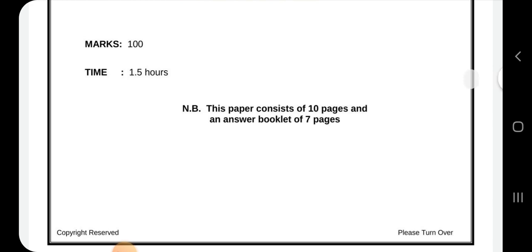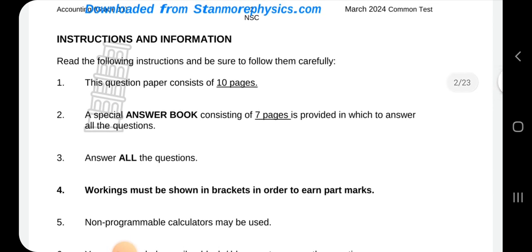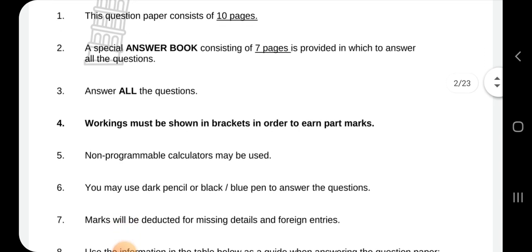So this is for 100 marks, and time is 1.5 hours. So in the second page, the first one is the cover. The second one, we have instructions and information. It says read the following instructions and be sure to follow them carefully. So number 1 says this question paper consists of 10 pages. Number 2 says a special answer book consisting of 7 pages is provided in which to answer all questions. Number 3 says answer all questions. Number 4 says working must be shown in brackets in order to earn part marks.